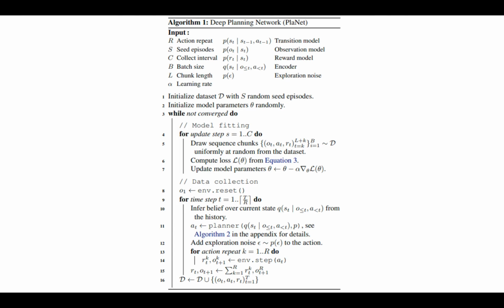So I've covered the main contributions of the paper, and this is a high-level overview of the PlaNet algorithm. We first gather random seed data by letting the agent perform random actions. We then define and initialize all of the models as Gaussians parameterized by neural networks. We then alternate between model fitting, which learns the RSSM, and data collection, which uses the planner to collect new data.